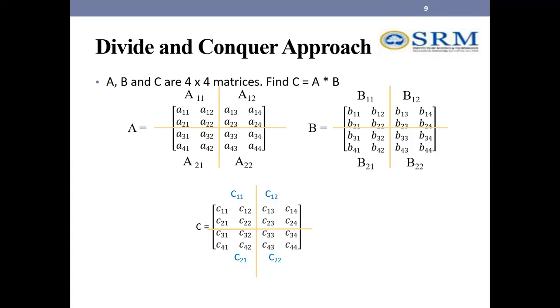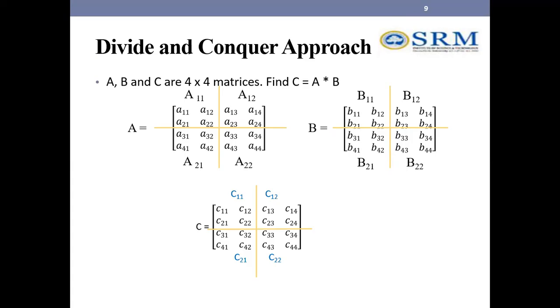And B is also divided into 4 sub matrices with n by 2 size. Here n is 4 cross 4 and the sub matrices size is 4 by 2, that is 2 by 2. That is divided into 4 equal sub matrices. So the size of a sub matrix is 2 cross 2. The size of matrix A is 4 cross 4. So that is the divide step. Now the divide step is over.